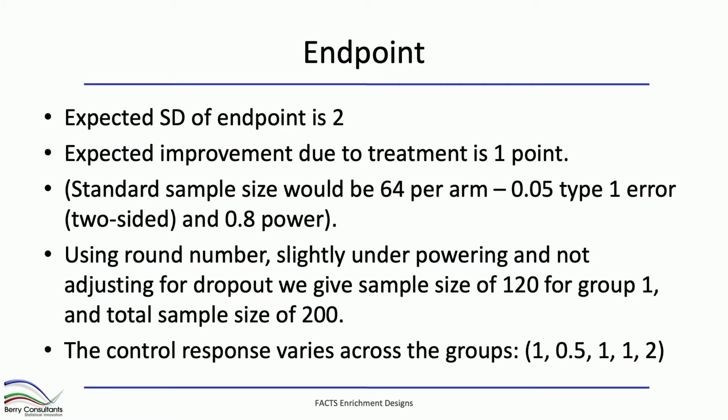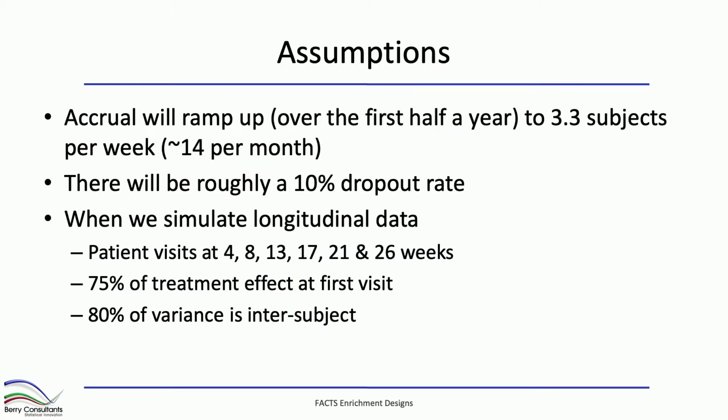And one other wrinkle is that the expected control rate on the standard of care is a little bit different across our different groups. In the principal group, the standard of care achieves a 1 point improvement, and then in the smaller groups, one achieves a 0.5 improvement, 2 others a single point improvement, and one has an improvement of 2 points.